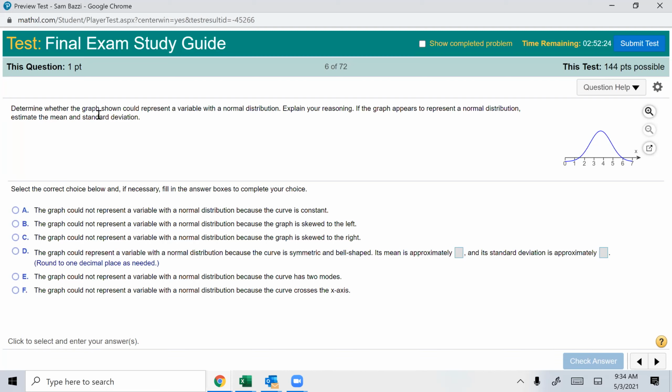Now we'll start with normal probability. Determine whether the graph shown could represent a variable with a normal distribution. Does this curve represent a normal distribution, guys? Yes or no? No. No.